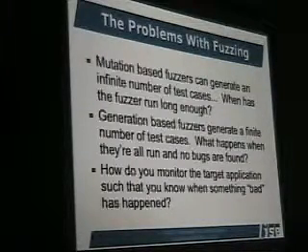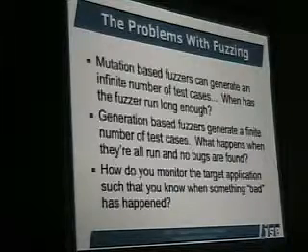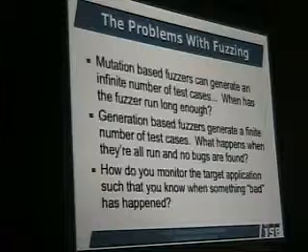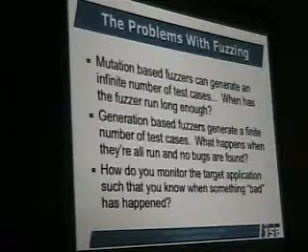The second one: generation-based fuzzers generally generate a finite number of test cases, but still, what happens if it's a million test cases, you run them all, and you haven't found a bug? Are you done? Do you just go home, or can you do something smart?